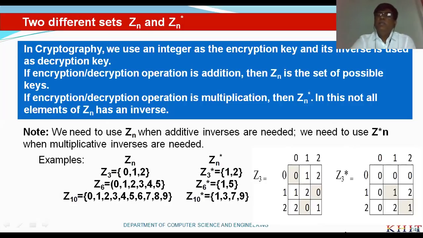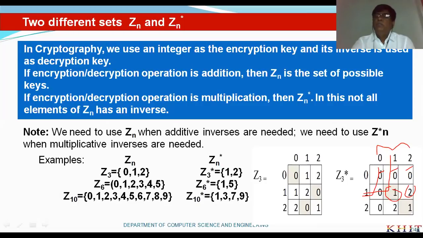Now come to the multiplication table. Z3 star: 0, 1, 2. Here columns also 0, 1, 2. Now 0 is multiplied with all things, and we are getting all zeros here. In the multiplication table, we take the remainder after multiplying row and column. Now the second row, 1 multiplied with 0 is 0. 1 multiplied with 1 is 1. 1 multiplied with 2 is 2. So here we got 1 here.